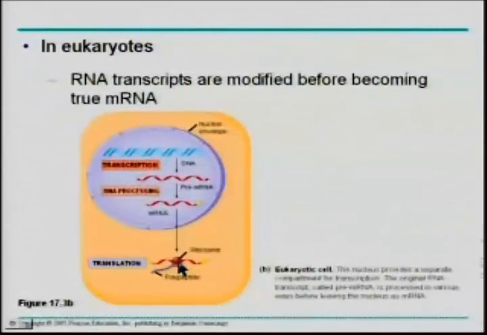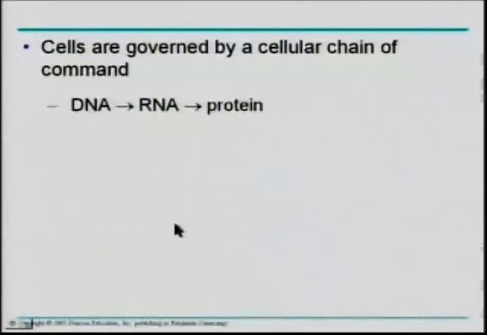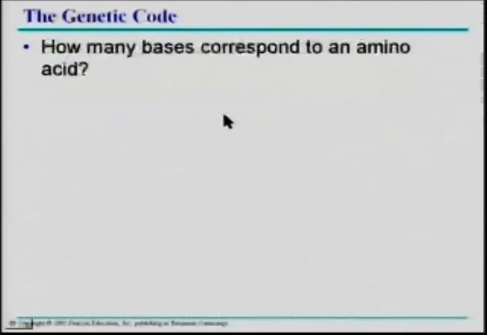So this is a eukaryotic cell. The nucleus provides a separate compartment for transcription. The original RNA transcript, called pre-mRNA, is processed in various ways before leaving the nucleus as mRNA. So the cells are governed by a cellular chain of command, DNA to RNA to protein. We then ask, what is the genetic code? How many bases correspond to an amino acid?